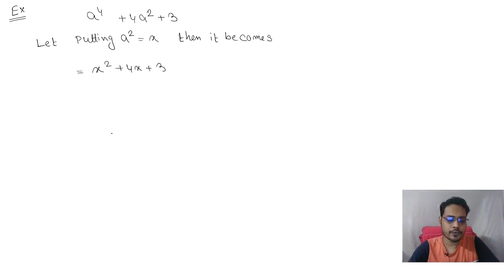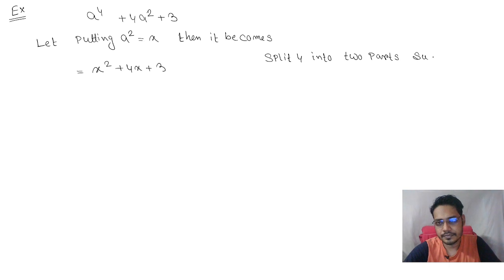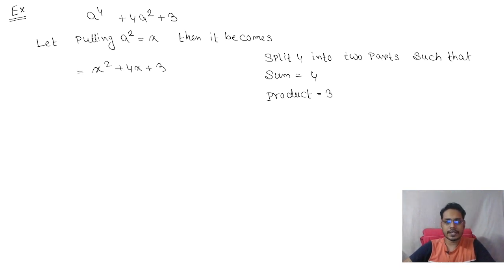Now here we have to split 4 into two parts such that the sum of these two parts will be 4 and the product will be 3. So how can we write this? Product is 3 and sum is 4. So that means we can write 3 and 1. And 3 plus 1 is 4 and 3 multiplied by 1 is 3. So the two parts are 3 and 1.